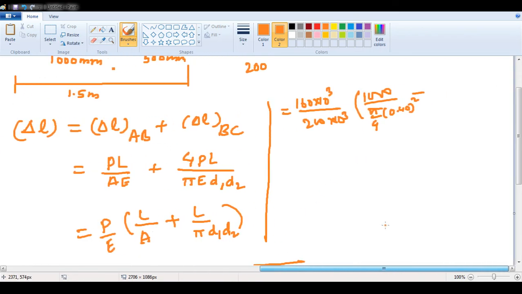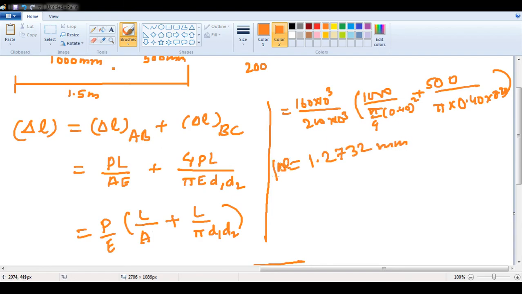plus next is 500, area, that is pi, d1 is 0.40, this is 0.20. So when we solve, we finally get the value of 1.2732 mm. This is what? The total extension of the body.